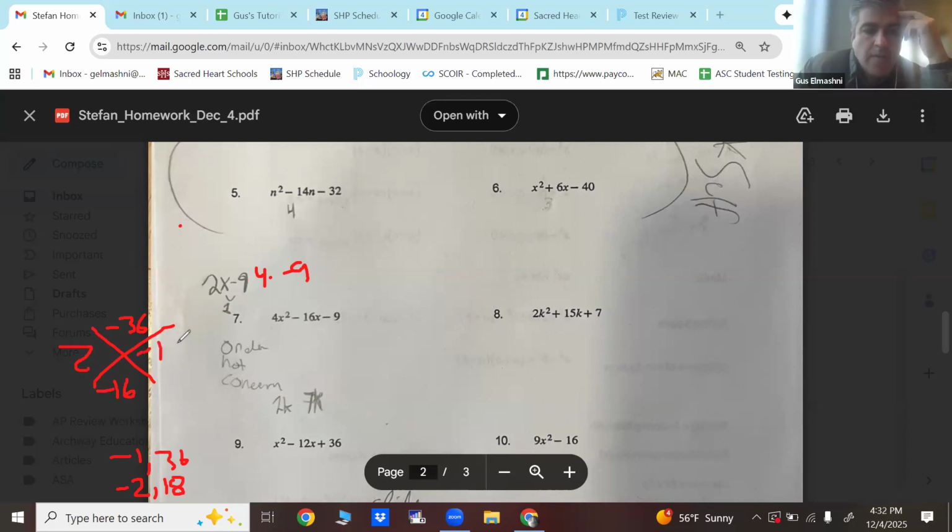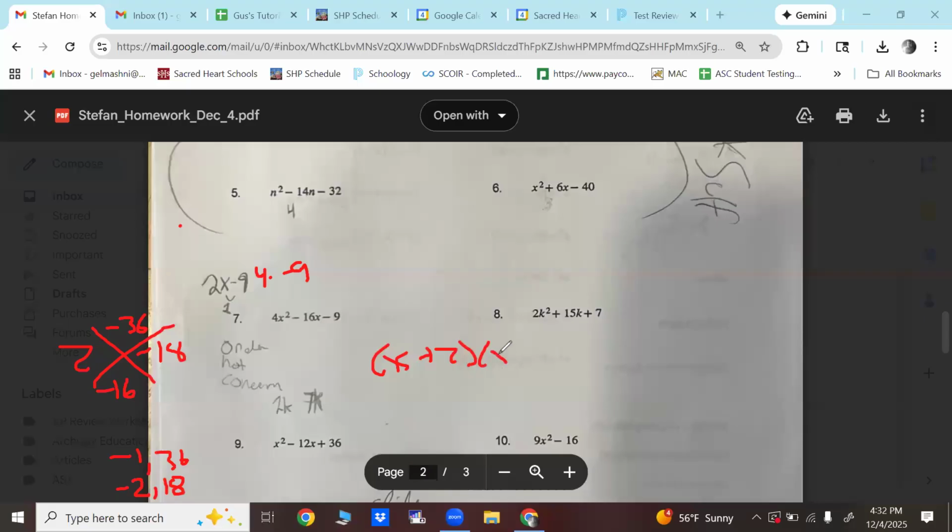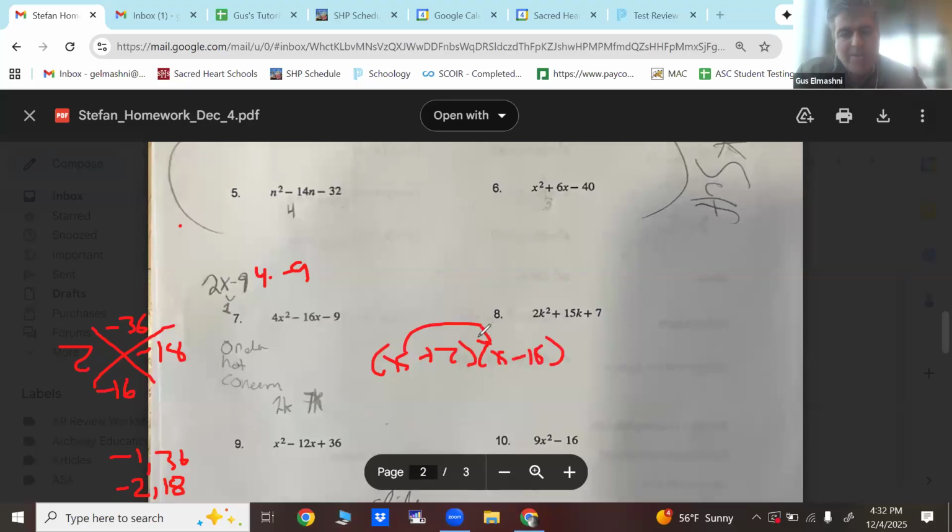However, because the leading term is 4, we can't just say, like some people say, oh, it's x plus 2, x minus 18, because that's what we did in the previous problems. That doesn't make sense, because x and x is x squared, not 4x squared. So what we're going to do is make this box.